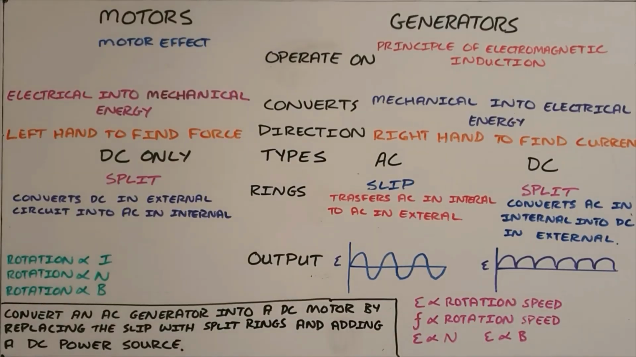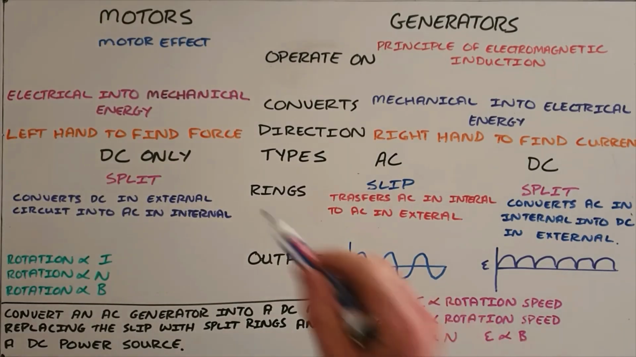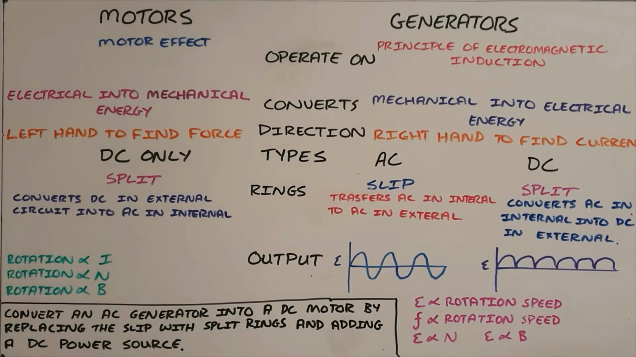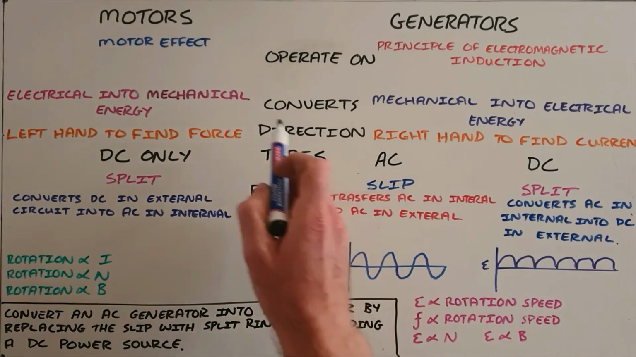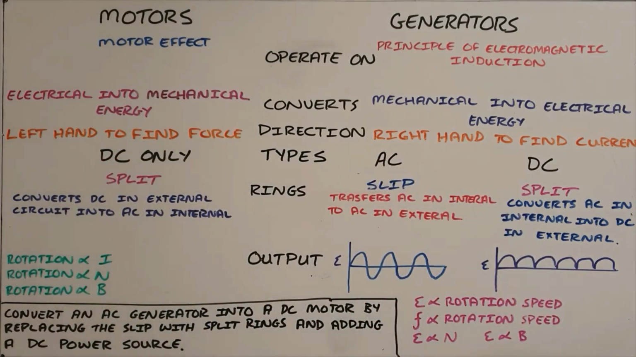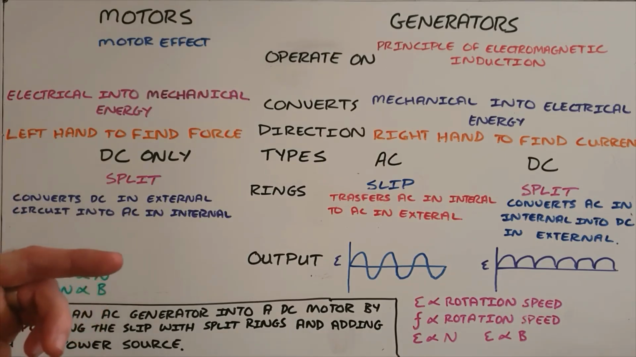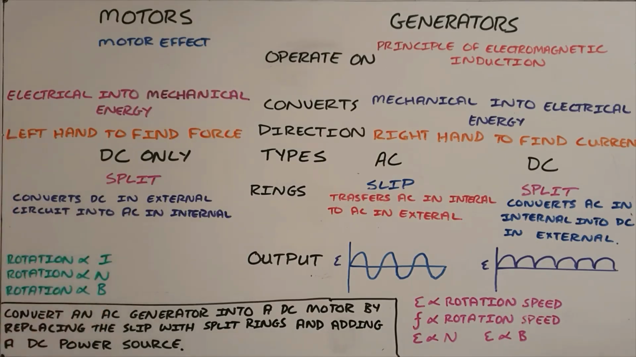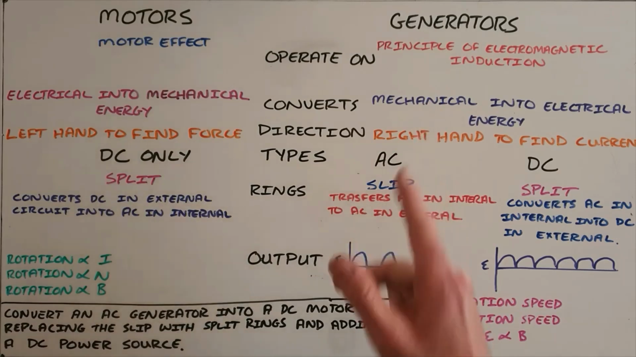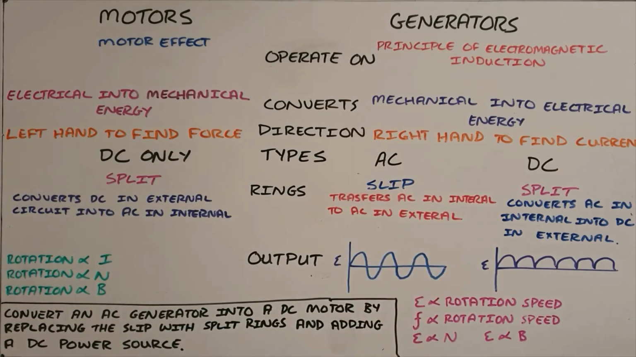A side-by-side comparison is the easiest way to understand the theory around motors and generators, where we know that motors operate on the motor effect and generators operate on the principle of electromagnetic induction. And motors convert electrical energy into mechanical energy, whereas generators convert mechanical energy into electrical energy. We know that for motors we would always use our left hand to determine the direction of the force being exerted on a current carrying conductor, and in generators we would use our right hand to find the direction of the current induced in a conductor.